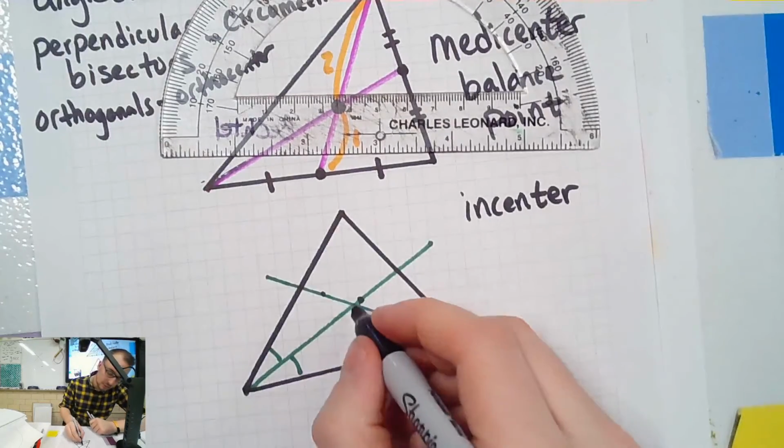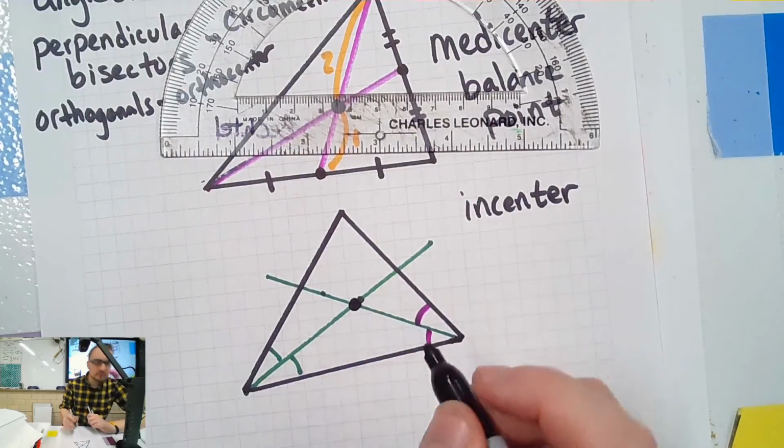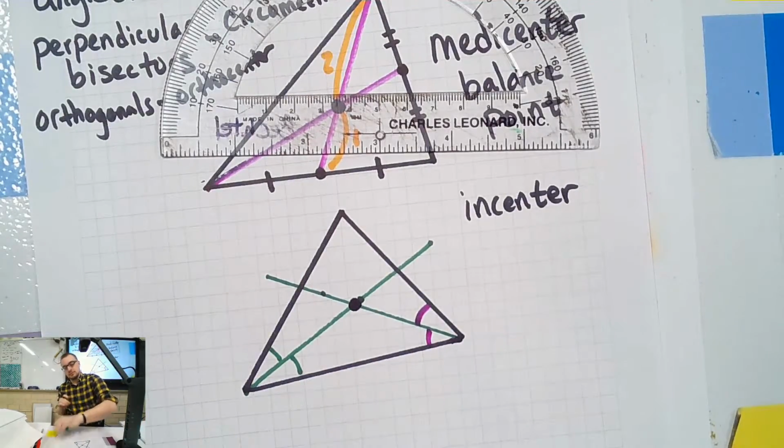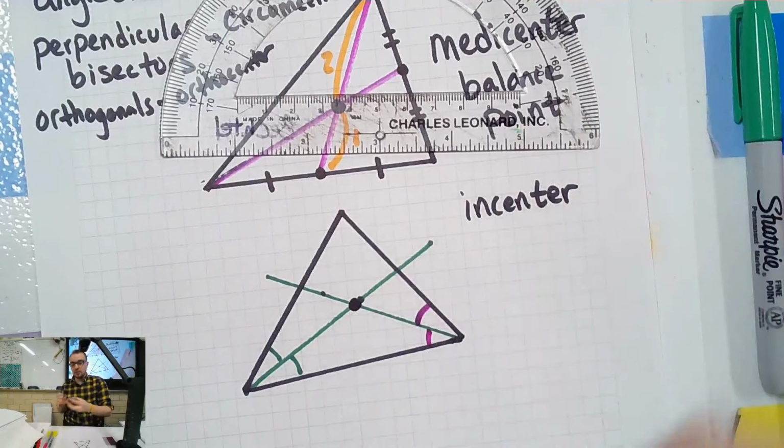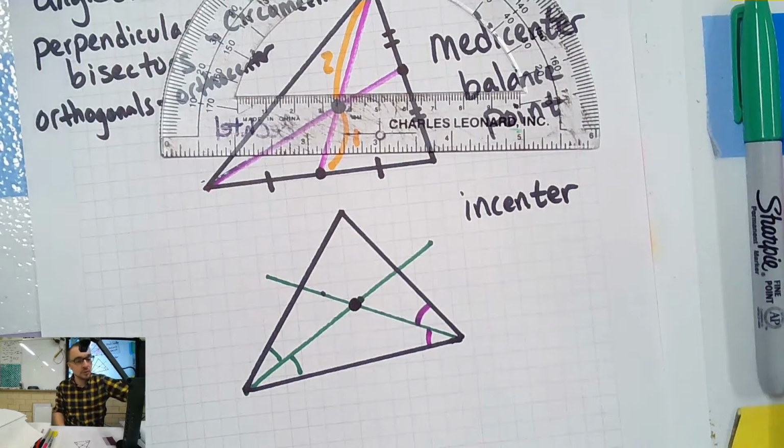And where they intersect will be my in-center. So the last center we found was the balance point, right? This center is the one that's the same distance from all the sides.